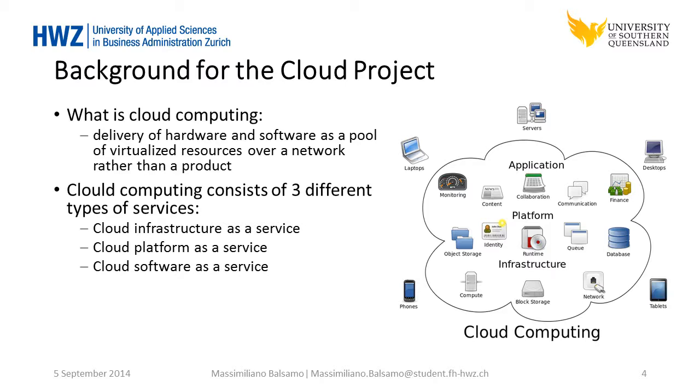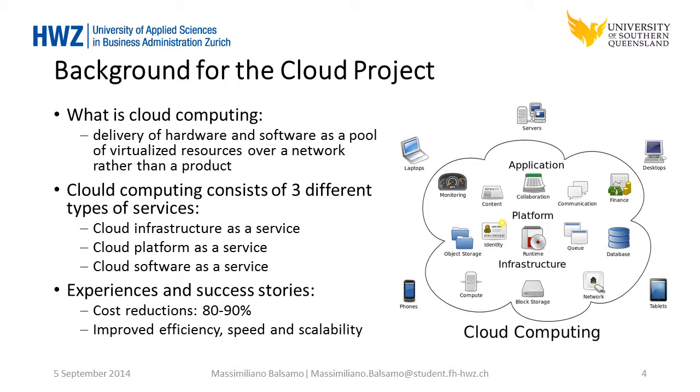Cloud computing consists of 3 different types of services: cloud infrastructure as a service, cloud platform as a service, and cloud software as a service. You can see it also in the pictures on the right-hand side. We have decided to go with platform as a service. Experiences and success stories of other companies are cost reductions of up to 80 to 90%, improved efficiency, speed, and scalability.